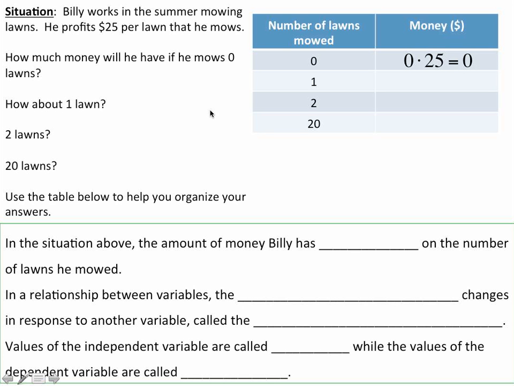All right, 1 lawn. Well, if I mow 1 lawn, I get $25 a lawn. That's 1 times 25. That's $25. 2 lawns, 2 times 25. That's $50. 20 lawns, well, that's 20 times 25. That's $500. That's pretty easy.